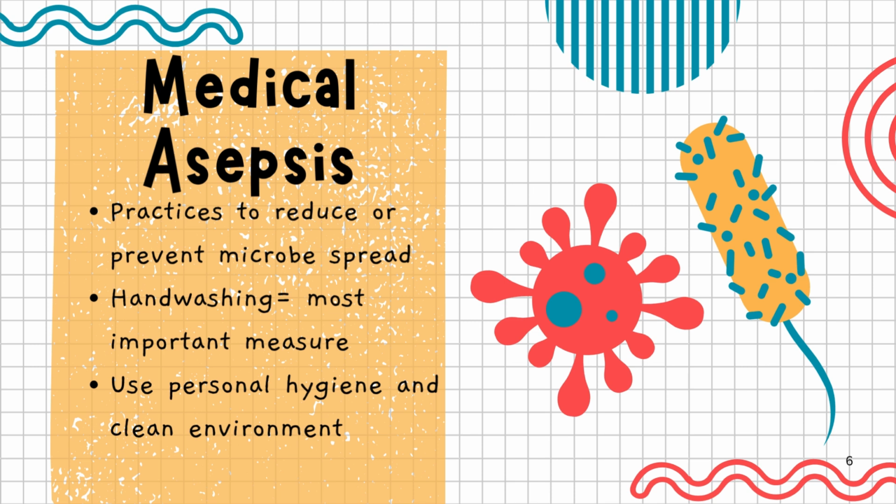And don't forget the importance of good personal hygiene. This includes wearing clean uniforms, keeping your nails short, tying back your hair, as well as minimizing jewelry. And these small steps, these small habits, not only demonstrate professionalism, but they also help prevent cross-contamination.